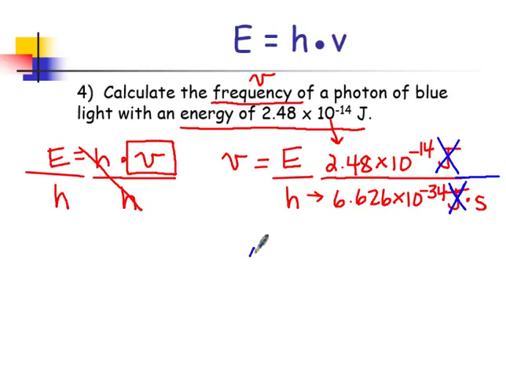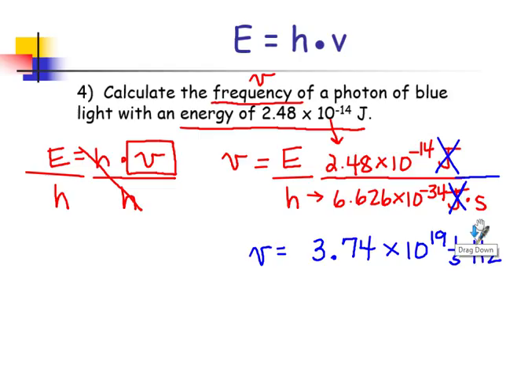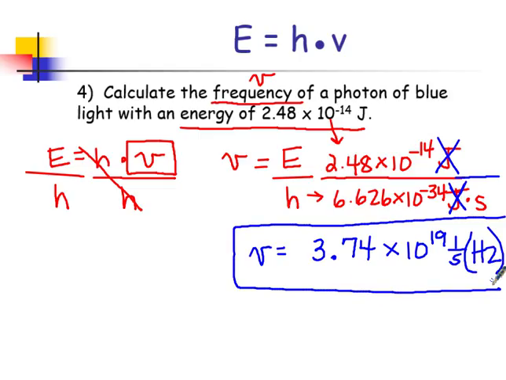And my calculator gives me an answer of 3.74 times 10 to the 19th 1 over seconds, or hertz, whichever one you prefer. So a little formula manipulation there, but nothing too crazy, nothing too hard. We do want to watch our sig figs. We don't ever look at the constants like the speed of light or h for our sig figs. We always look at what's given up in the problem. They gave me 3 here, so I need 3 on my answer.